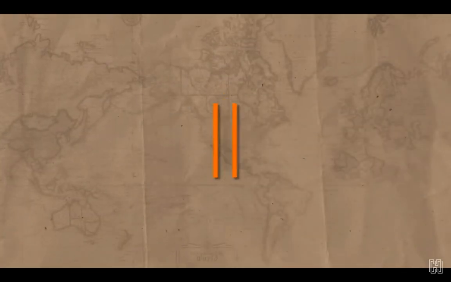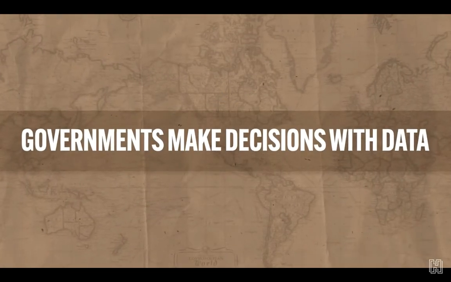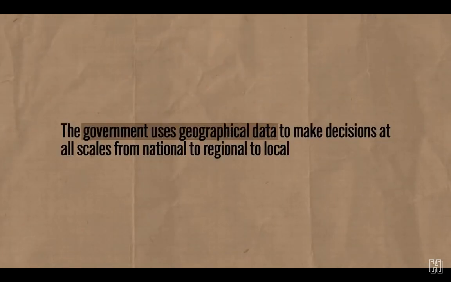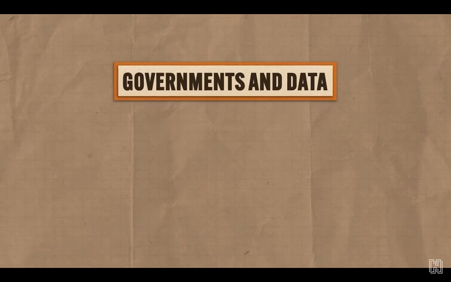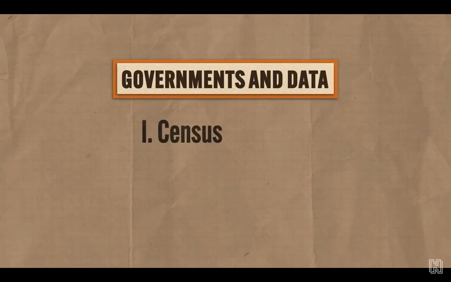But it's not only people like us who use data to make decisions. Big Daddy government does just as well. And this is important to remember. The government uses geographical data to make decisions at all scales, from national to regional to local. And one major way geographic data drives governmental decision-making is through its use of the census.